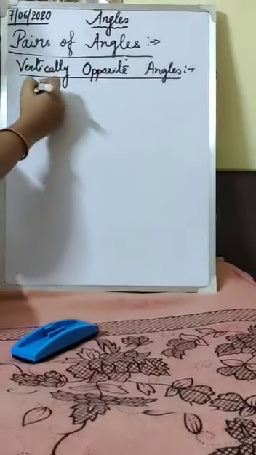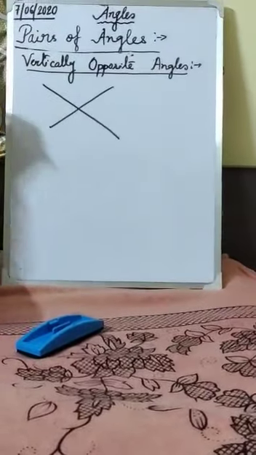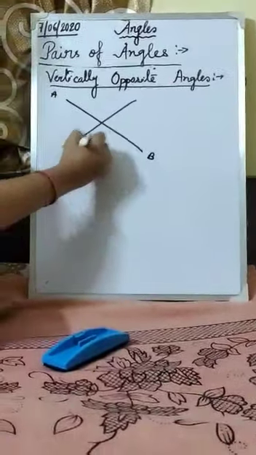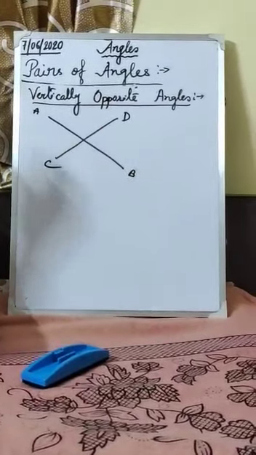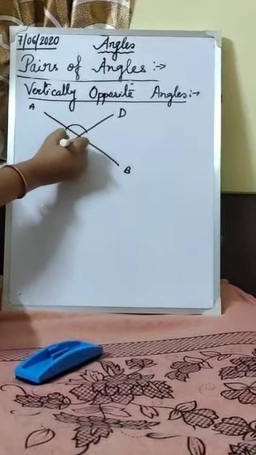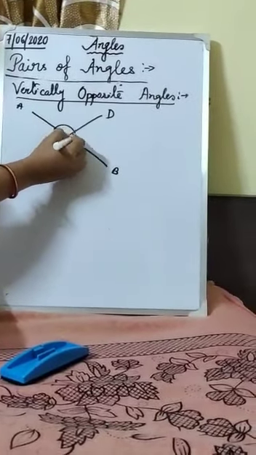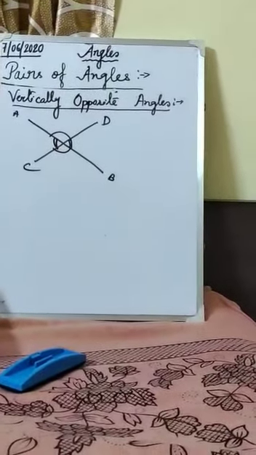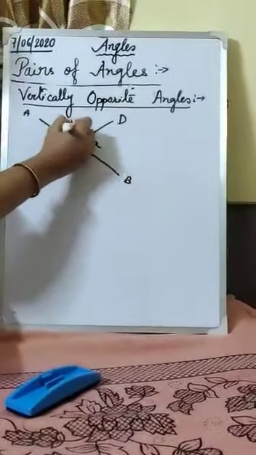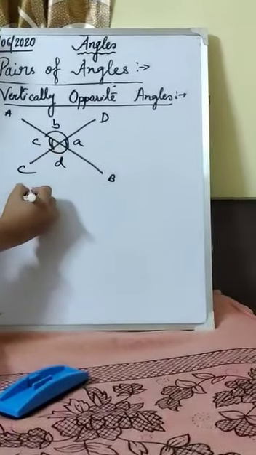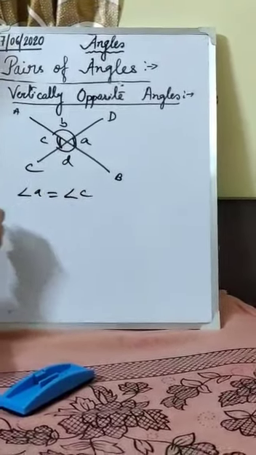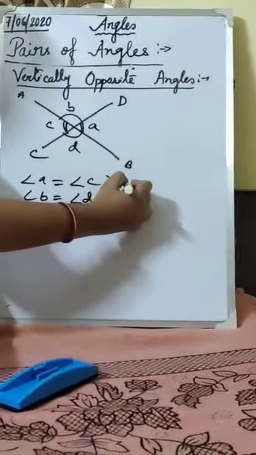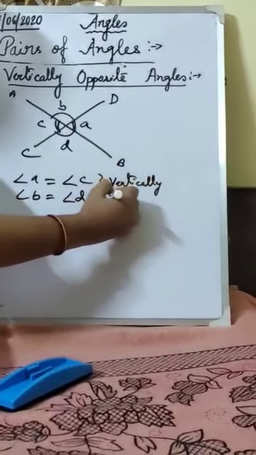Now, see this diagram. These are two lines. Name of the lines is, suppose, AB and CD. They make two sets of opposite angles. Here this is the opposite angle and this one is also an opposite angle, right? So two sets of opposite angles are known as vertically opposite angles. Suppose the names of the angles are A, B, C, D. So angle A is opposite to angle C and angle B is opposite to angle D. So these are known as vertically opposite angles.